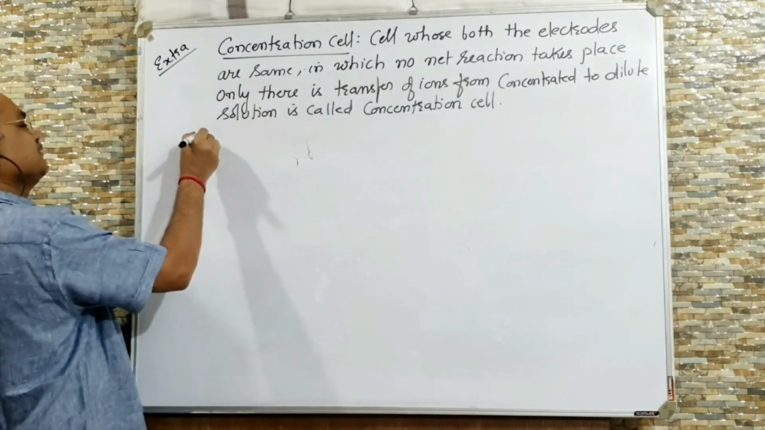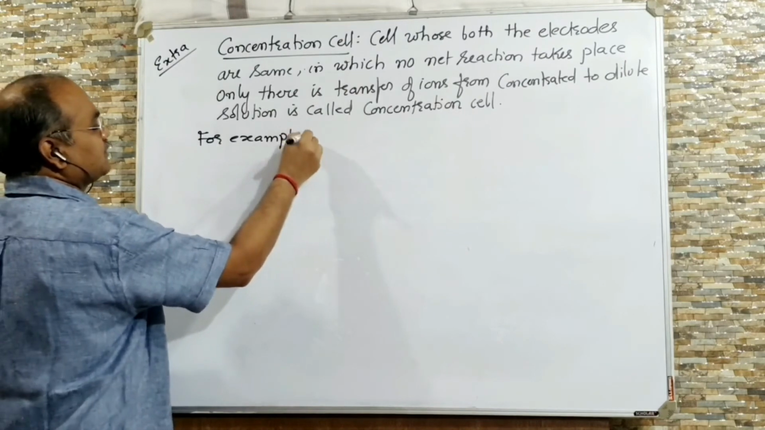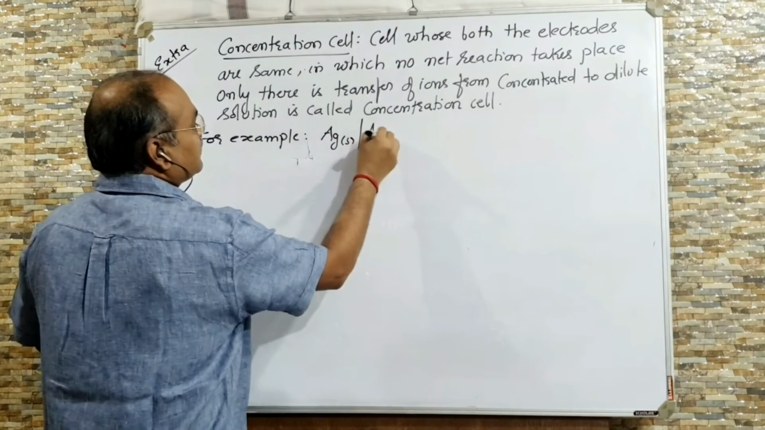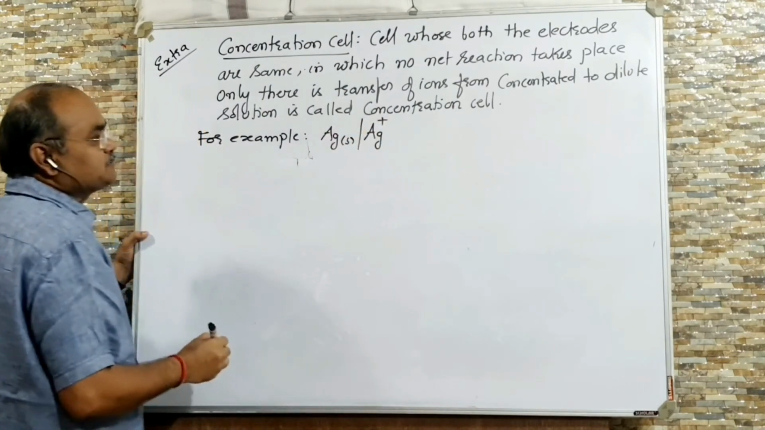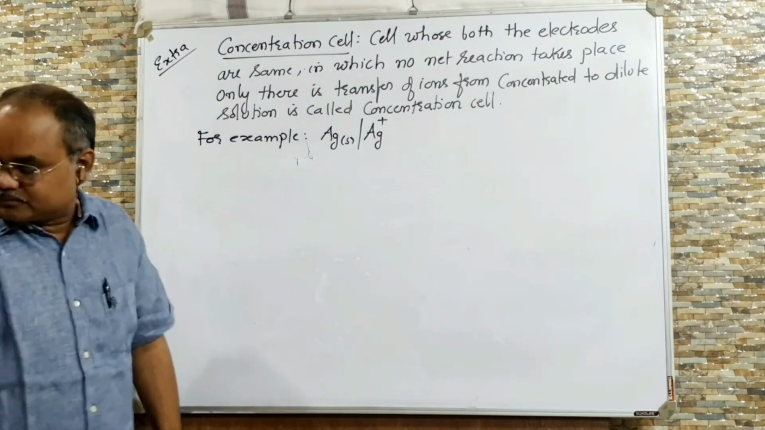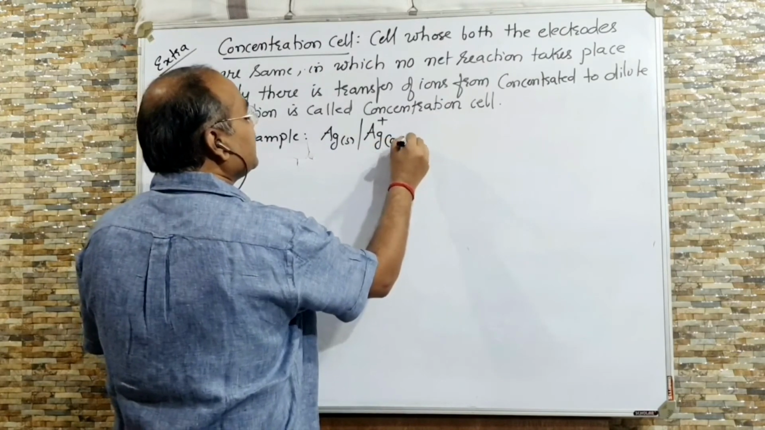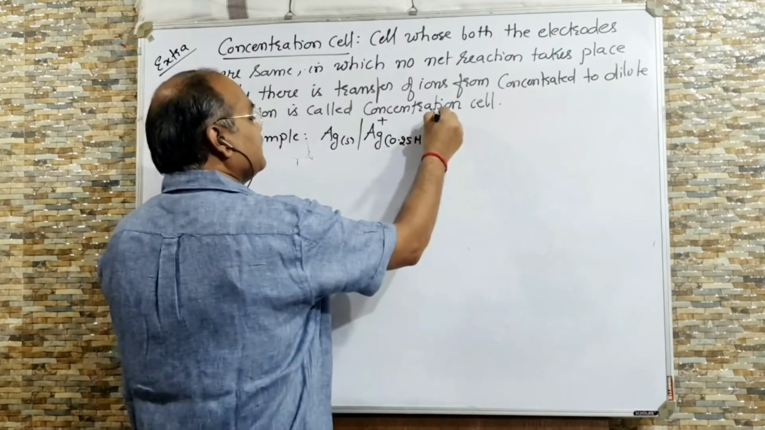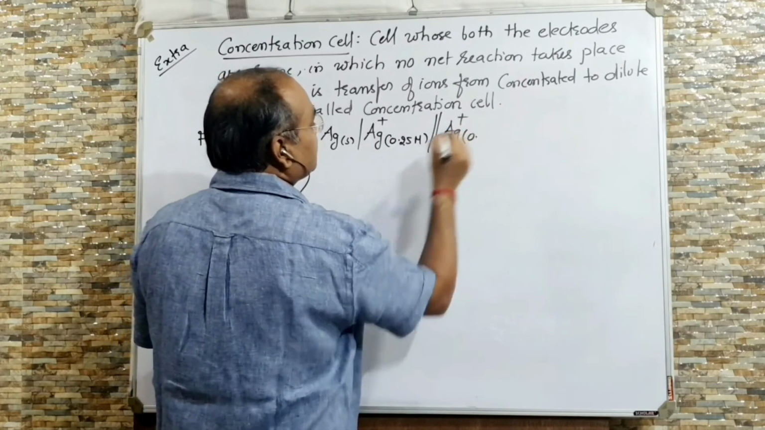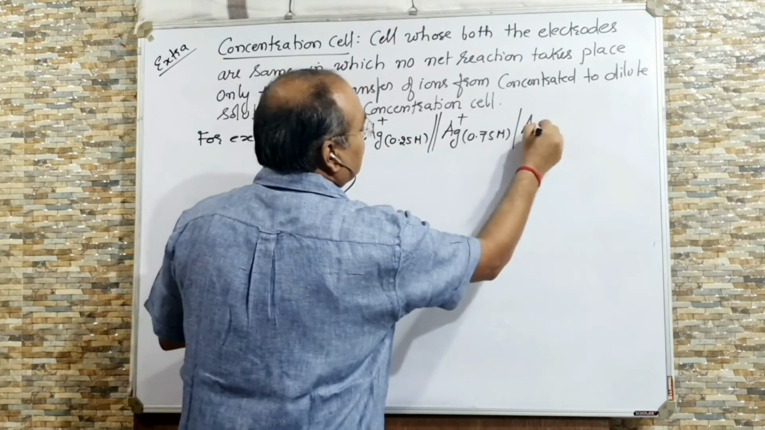I will take an example. For example, Ag solid oblique Ag plus 0.25 molar, I am taking, double slash Ag plus, here I will take 0.75 molar oblique Ag solid.